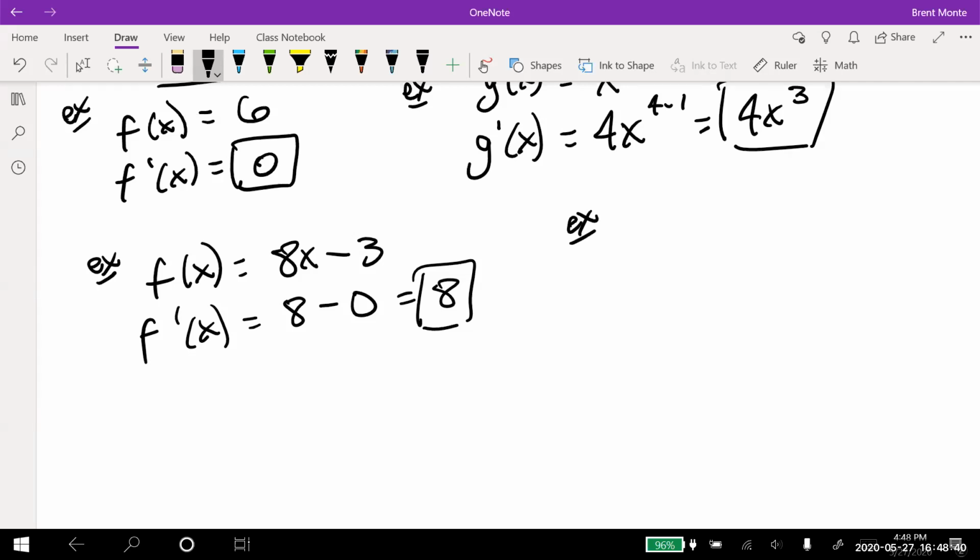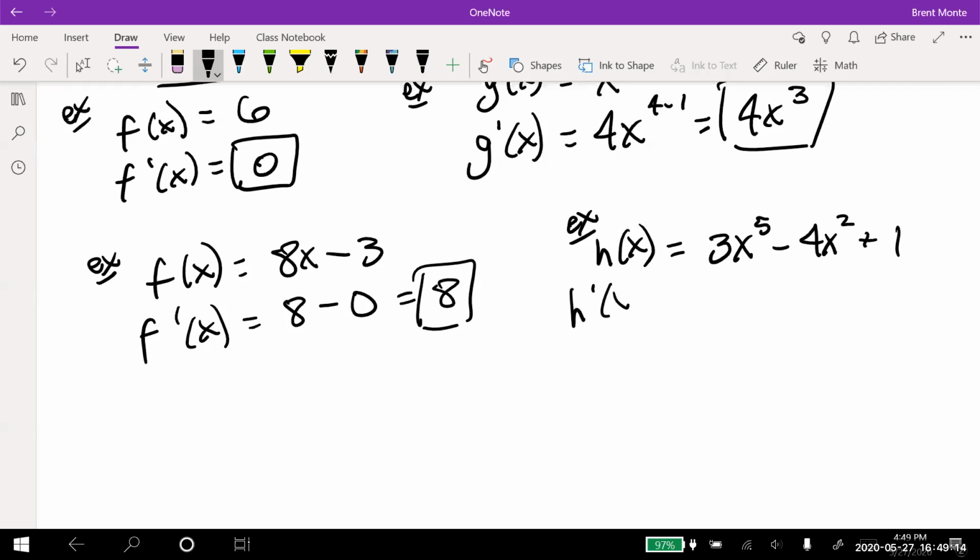All right, let's try another one. Let's say we have h of x is 3x to the 5th minus 4x squared plus 1. Well, we have to use a few properties here. We're using the sum difference rule to take the derivative of each individually. We're using the power rule because I see some of those with powers. We're using the derivative of a constant because I see one of those. And we're using the constant multiple rule because we have that 3 and the 5.